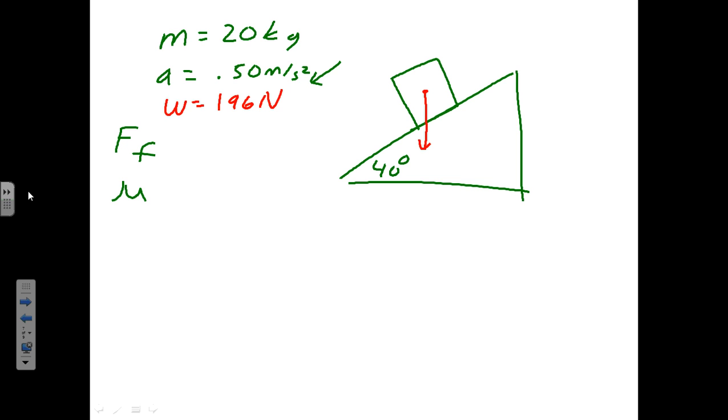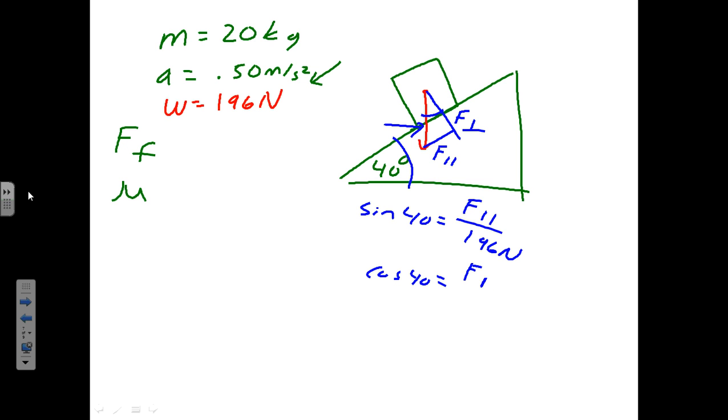We're going to break that weight into two components, one perpendicular to the plane, one parallel to the plane. Remembering that if this angle is 40, that's also 40. So we need to find these two components, F parallel and F perpendicular. Sine of 40 equals F parallel over the weight. Remember that red line is the weight, so it's 196. Cosine of 40 equals F perpendicular over 196. If we calculate that real quick, the sine of 40 times 196 is 125.99, and that's going that way. And the cosine of 40 times 196 is 150.14.